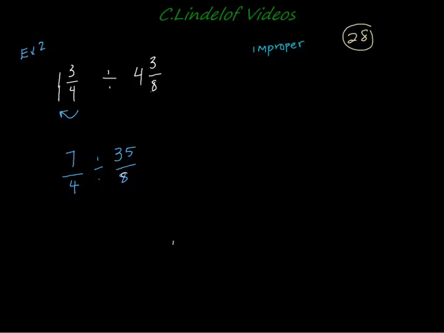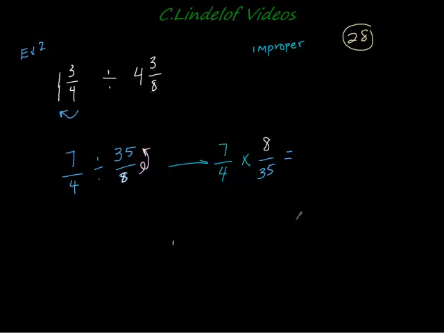And what we have to do first is take the reciprocal of the second fraction. And the reciprocal just means flip the fraction over. So that gives us, right? We're going to just write our problem over. 7 fourths times, instead of 35 eighths, we're going to have 8 35ths, aren't we?